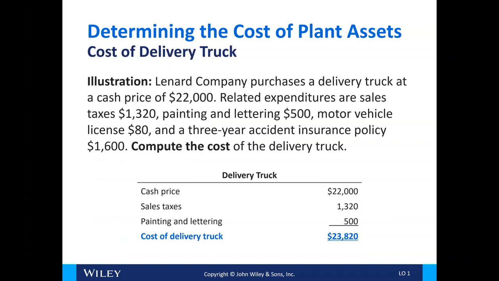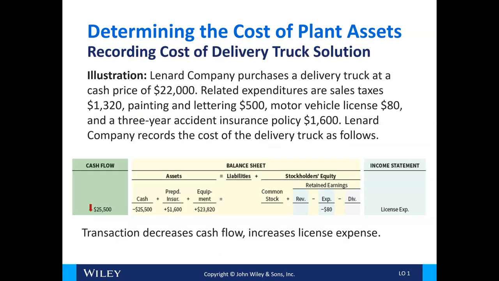So here we have the delivery truck. Again, you want to put your label on the delivery truck, so that would be part of the cost because it's not ready until you put your logo on it. So if it costs you 25,000 in cash plus prepaid insurance, equipment is going to be 23,800. Your expense is just the $80 for the motor vehicle license because that's something that you have to buy every year. So that's not part of the actual asset.